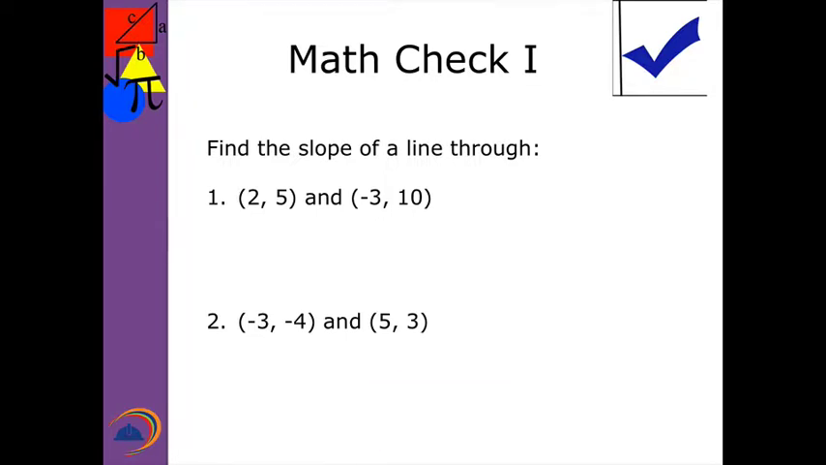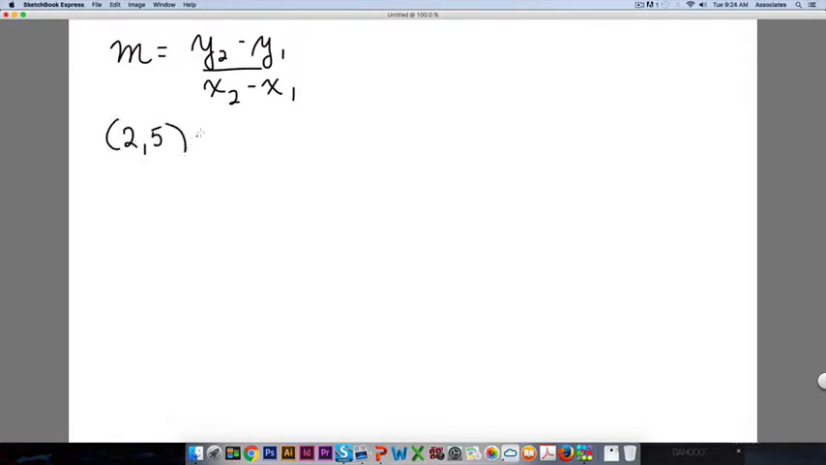Welcome back. Let's go to our slate and let's see about how to find the slope. I hope you remember the formula for slope. Remember the formula is, the slope is y sub 2 minus y sub 1 over x sub 2 minus x sub 1. Now, the first point was 2, 5. And the second point is negative 3, 10.